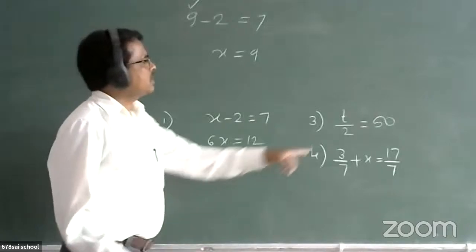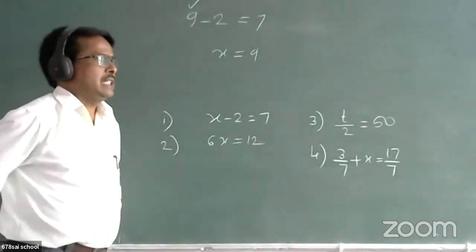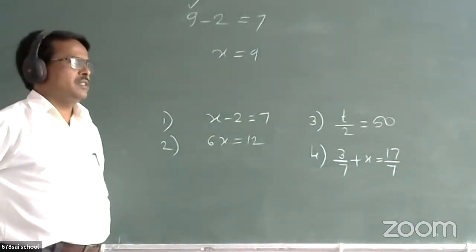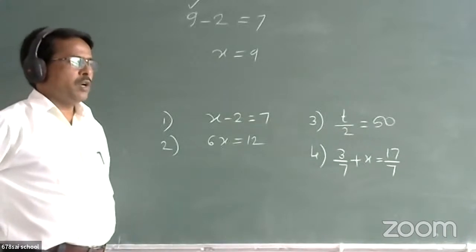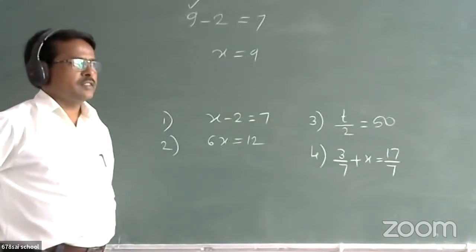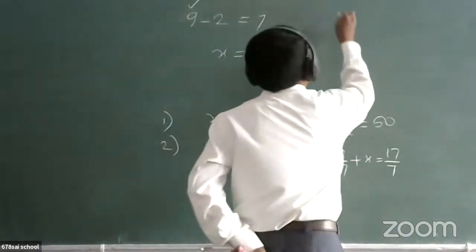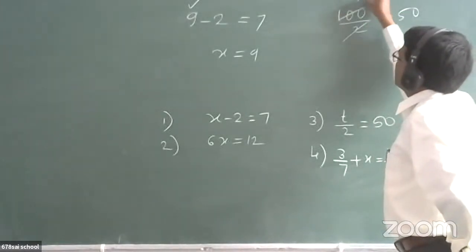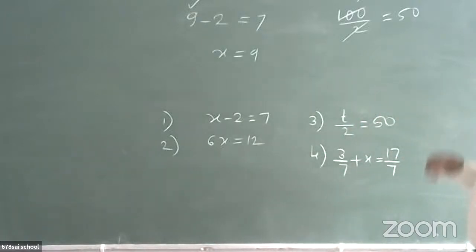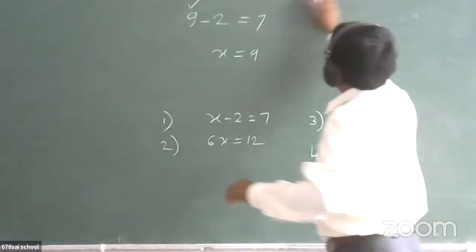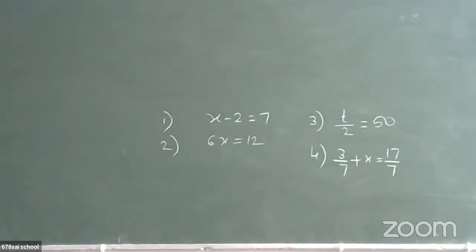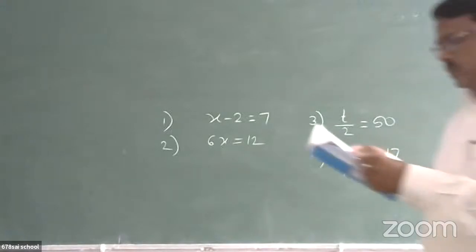Okay. What about this? 50 is half of which number? 25? 25's half is how much? 100. Half of 100 is 50, no? So 100 divided by 2 is 50. Correct? So 100 is the answer. What about this? That we shall solve. Okay. So finding the value of the variable is nothing but finding the solution of the equation.